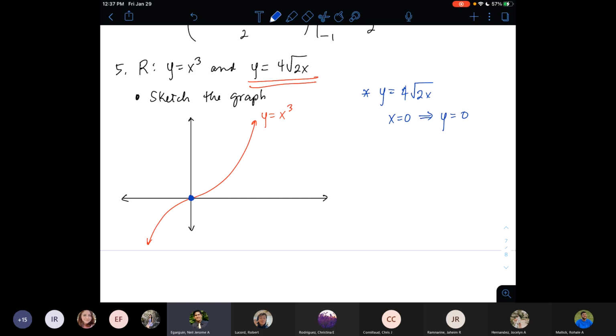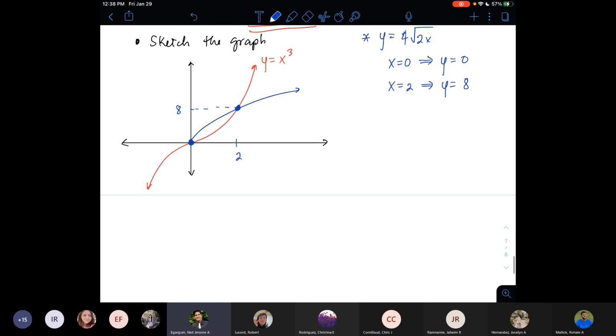And then probably I'll pick what? I'll pick x equals 2. If x is equal to 2, then y is equal to 8. But actually, they will intersect somewhere there. They intersect too, right. And actually, that's why I chose x equals 2.